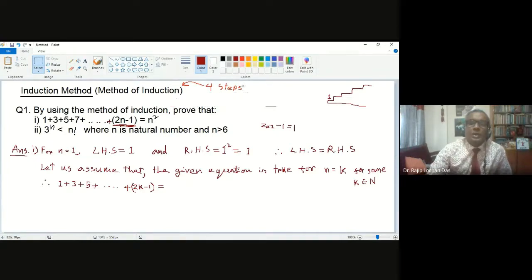So we are writing 2k minus 1. That is the left side. And what will you write on the right side? K square. Because we are assuming that the theory is correct for a certain value k. So this is k square on the right side, and 1, 3, 5, 7, up to 2k minus 1 is the left side.